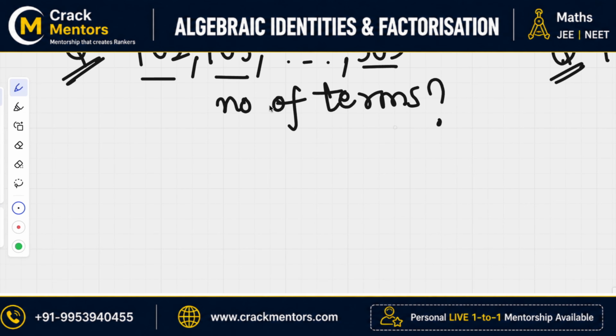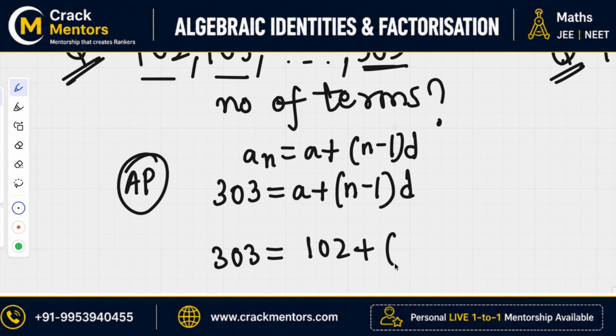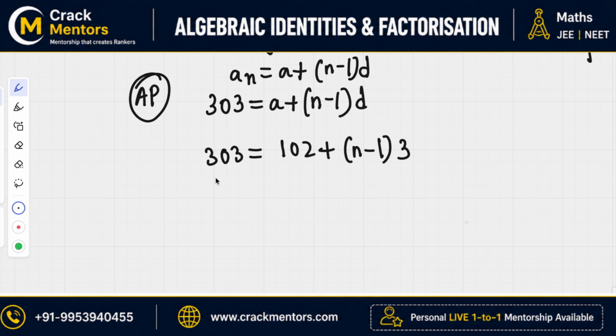So this looks like an AP, which is an arithmetic progression. Since we have the last term here, we can find what term it is of this entire AP. So 303 is a plus n minus 1 into d, because an is equal to a plus n minus 1 into d, where n is the term, and obviously it has to be a natural number. Now 303 equals, what is a? 102 plus n minus 1 into d. What is the common difference? It is 3, right? So this becomes 201 by 3 equals n minus 1.